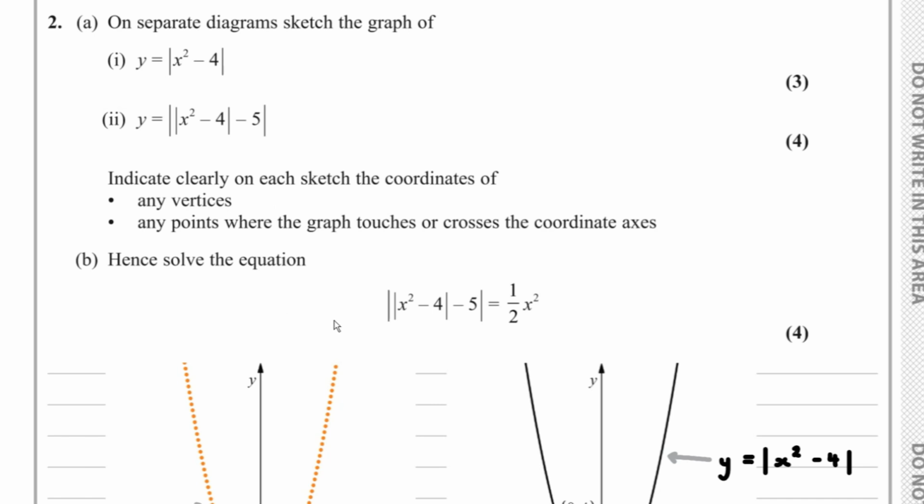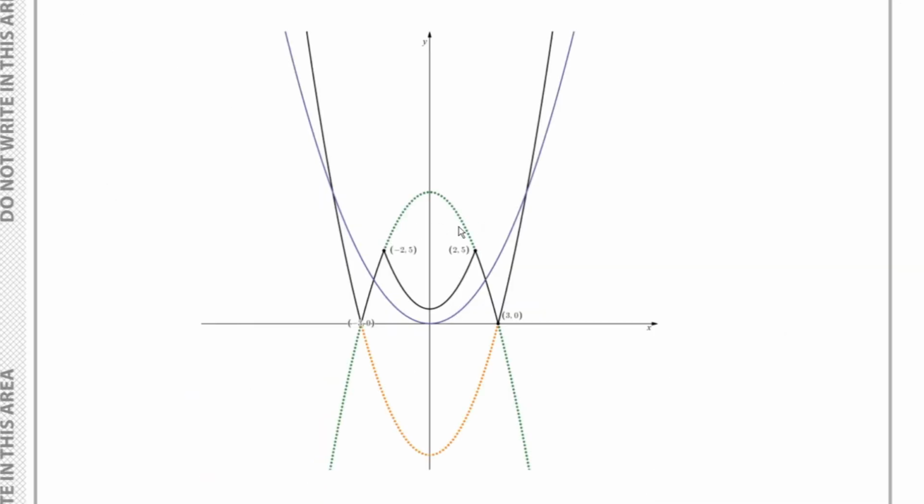Part B, hence solve the equation the mod of x squared subtract 4 subtract 5 equals 1/2 x squared. So you can see here we've represented those graphs. We've got this wider graph, which is y equals x squared over 2, and then we've got this graph in black, which is y equals the mod of x squared subtract 4 subtract 5.